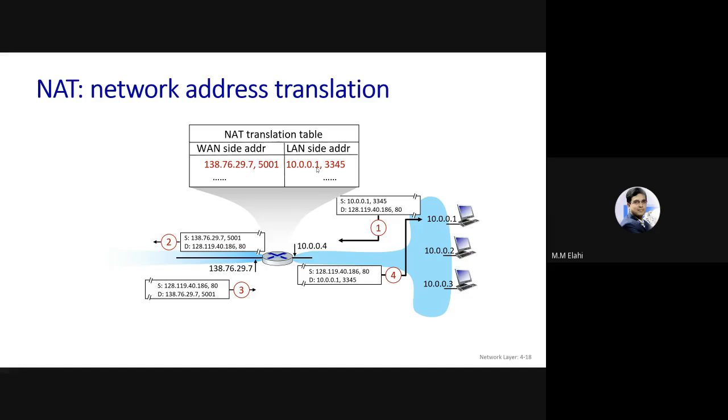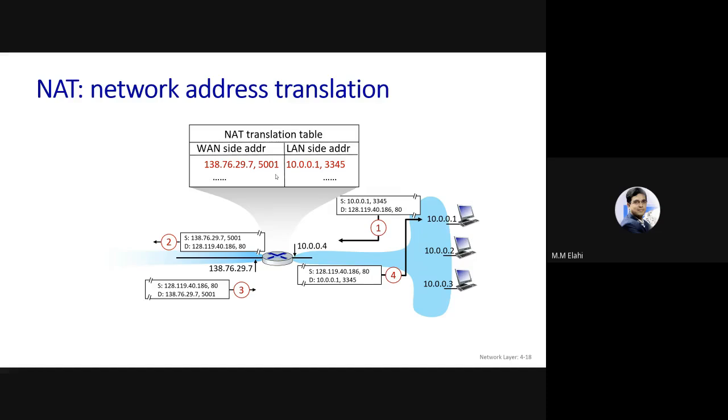So there will be another entry here, 10.0.0.2 and then 3345, right? Now for the second entry, what will be on the WAN side? WAN side means internet side. Public IP is the same, right? Yes, sir. So 138.76.29.7. If we use the source port number, both entries will have the same port number, right? On the WAN side, yes sir, 3345.